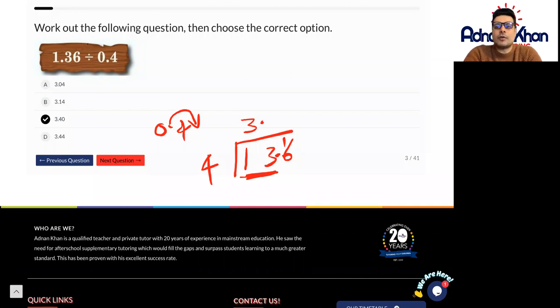How many times does 4 go into 16? 4 goes into 16 4 times. That means in this case now, our answer is 3.4 or 3.40. You don't necessarily have to have that 0 at the end, but you can if you want, as our options can be seen there. And that's how you work out division of decimals, starting with 0 points at the beginning.